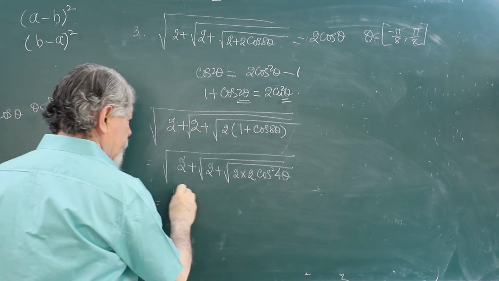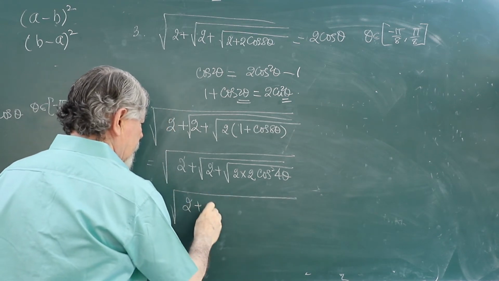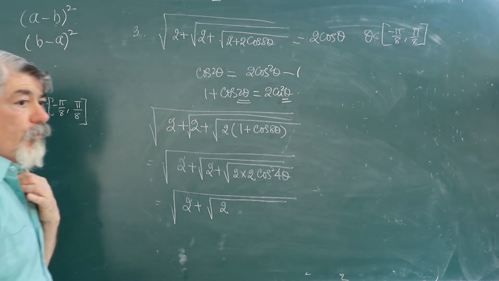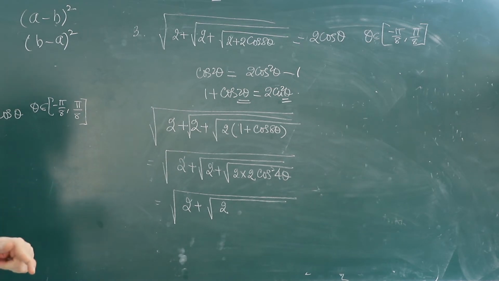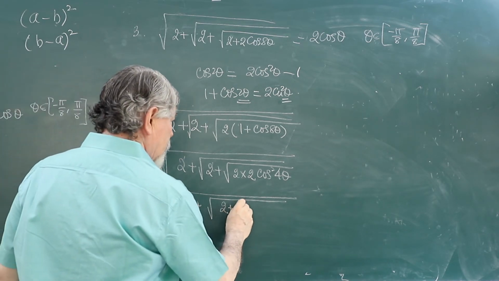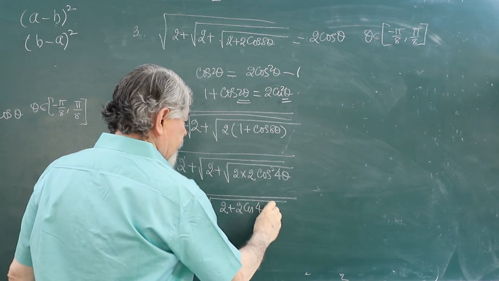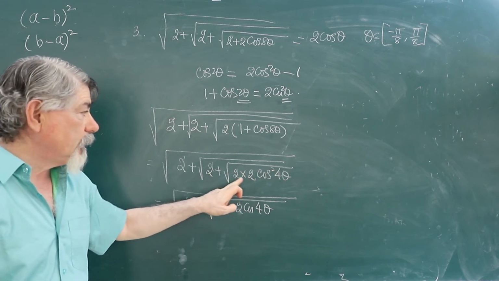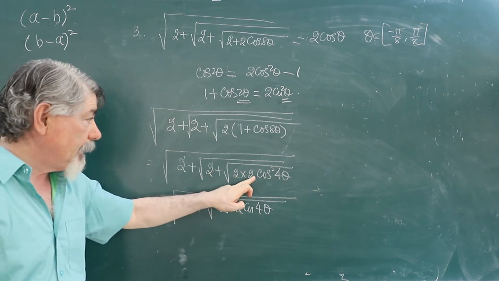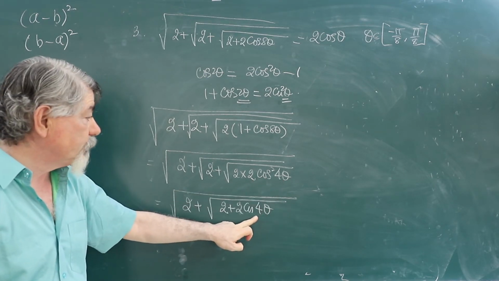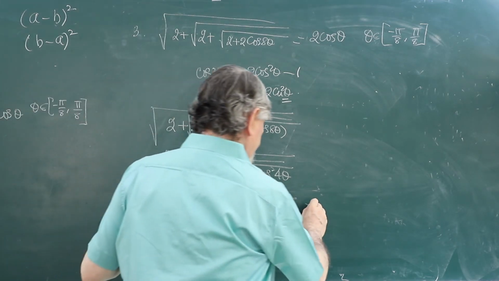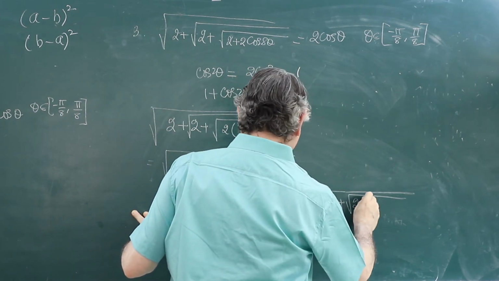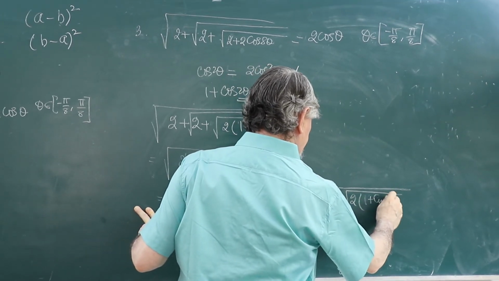Now it will come 2 plus under root 2 into 2, 4, plus 4 cos square 4 theta. It will become 2 cos 4 theta, because you have taken the under root of this. The under root of 4 is 2, and cos square 4 theta became cos 4 theta. Again, it is 2 plus, I'll take 2 common, it will be 1 plus cos 4 theta.